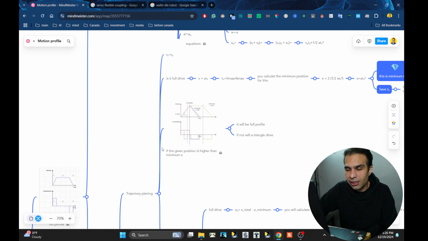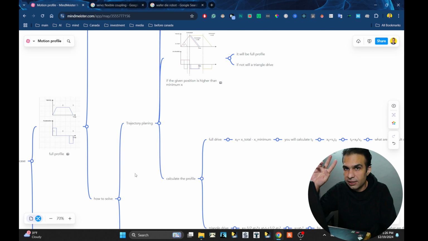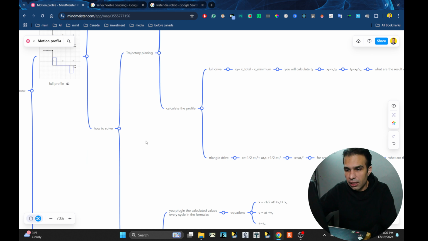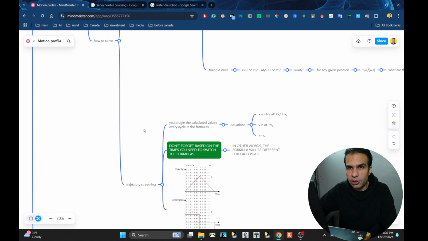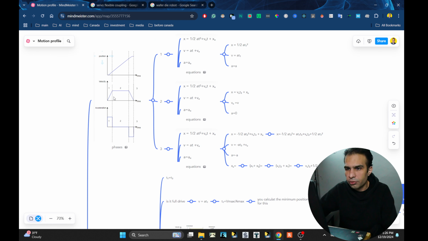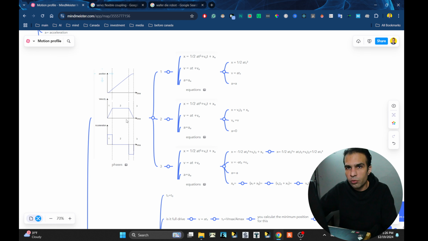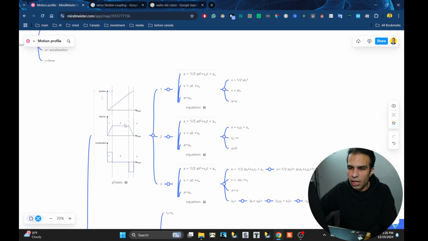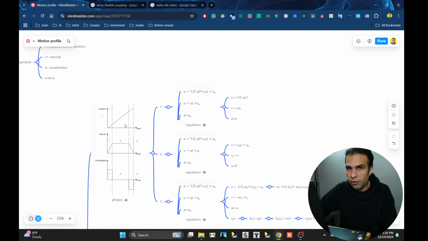So how to solve this in real code? In real code, normally this becomes two parts. One is trajectory planning. Another part would be trajectory streaming. So what is trajectory planning? Trajectory planning is where you have to decide how long each phase would be. First of all, do you have all three phases, or do you have only two phases?